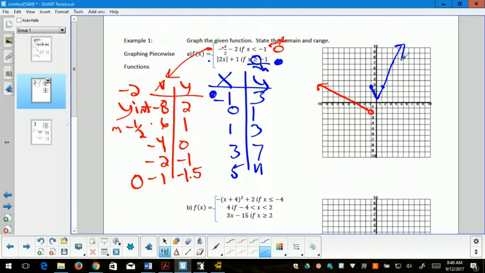Questions so far? All right, so now I've graphed them. Now it asks me to state the domain and range.